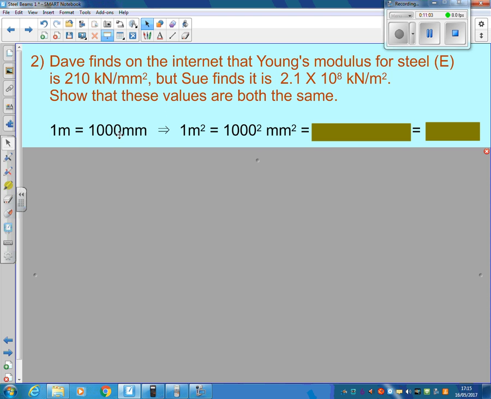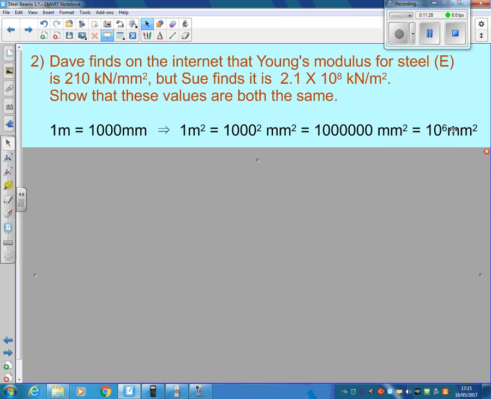We know 1 meter is 1,000 millimeters. So that means 1 meter squared is 1,000 squared millimeters squared. Well, 1,000 times 1,000 is, I suspect you don't need a calculator, a million. Instead of 3 noughts, you'll have 6 noughts. You can do it on your calculator, but it's 1,000,000 millimeters squared. So 1 meter squared is the same as 1,000,000 millimeters squared.